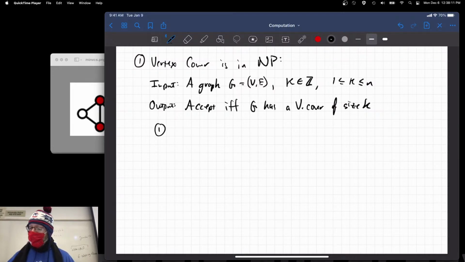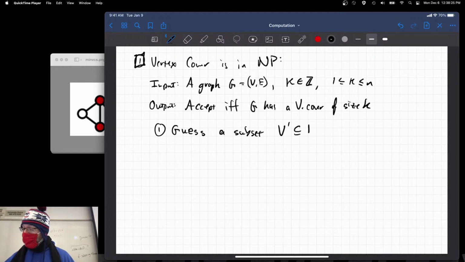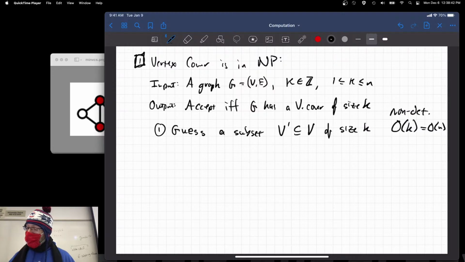So step 1 here, I'll go ahead and box this up so it's distinct from the other one. We guess a subset V prime of the vertex set of size K. And again, this is going to be order K, which is order n because of our bound on n up here. And it's going to be non-deterministic. Why? Because of this guessing phase right here. It ends up being non-deterministic because you are guessing. Okay? Step 2, we verify.